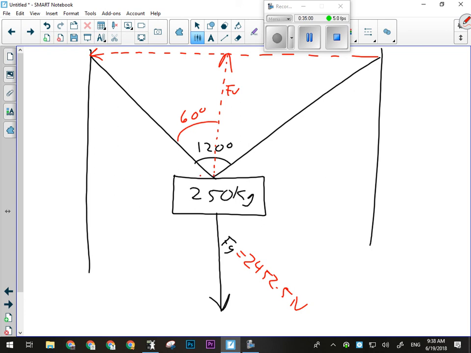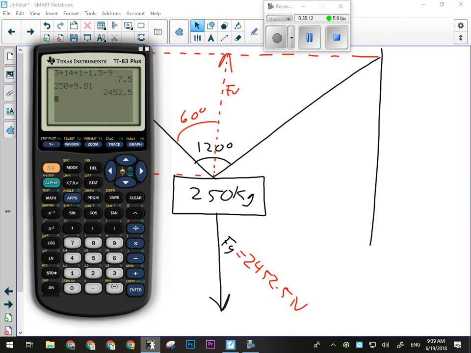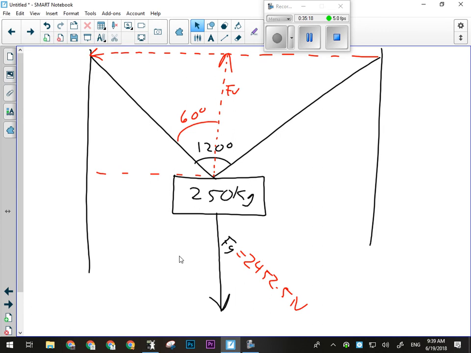You could have drawn them this way. Either way it would work, because the cos of 60 and the sine of 30 are both 0.5, so you get the same answer one way or the other. So this side here is going to be 1/2 of 2,452.5, which is 1,226.25.